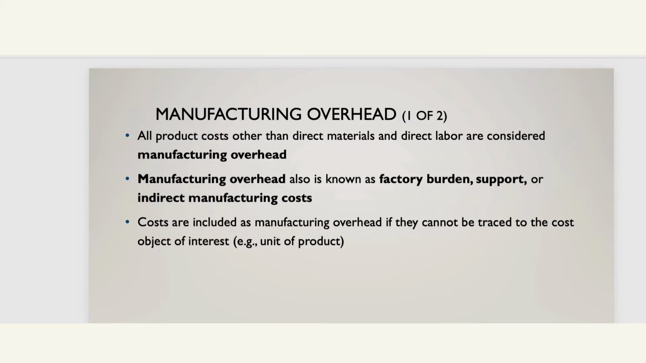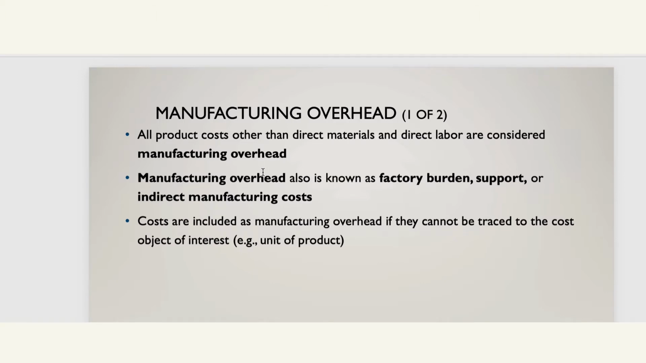And then as we move a little bit more in detail on overhead, anything that's involved in your manufacturing that is not direct materials and direct labor is manufacturing overhead. It's also called burden, factory burden, or indirect manufacturing costs. We include costs in manufacturing overhead if they can't be traced directly to any particular cost object of interest, but they are part of the cost of doing business at your manufacturing plant.